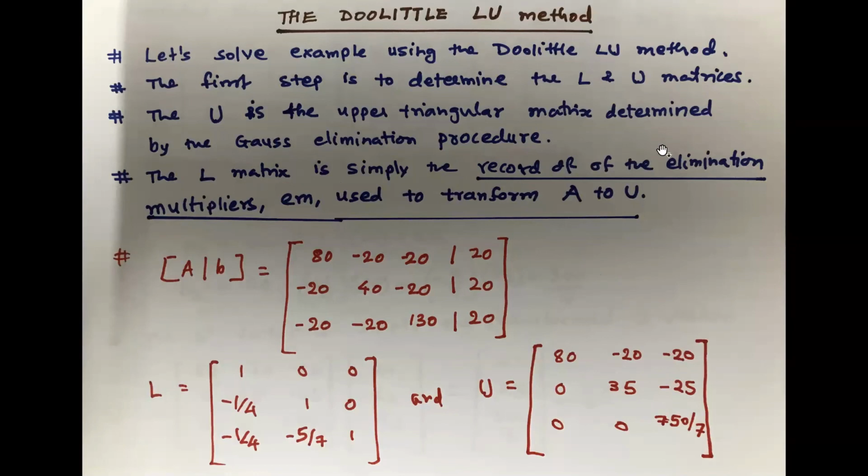U is the upper triangle determined by the Gauss elimination. L is simply a record of the elimination multipliers used to transform A into the upper triangle.